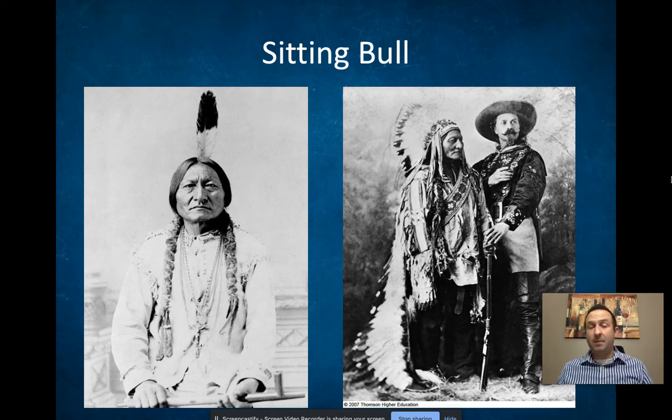He actually was sick at the time, Spotted Elk was. He had caught pneumonia. Did not want to fight. He wants to negotiate peace. Doesn't want to see his people slaughtered. And so Spotted Elk surrenders peacefully.